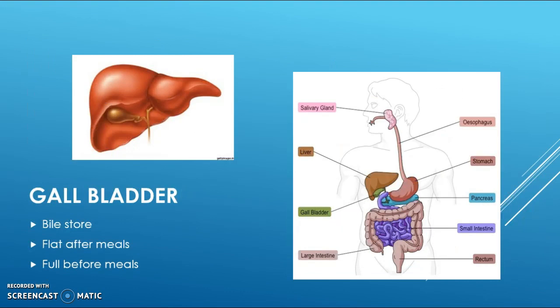Any leftover bile produced by the liver is stored in the gallbladder. After meals, the gallbladder is empty and flat, like a deflated balloon, but before a meal, the gallbladder may be full of bile and about the size of a small pear.